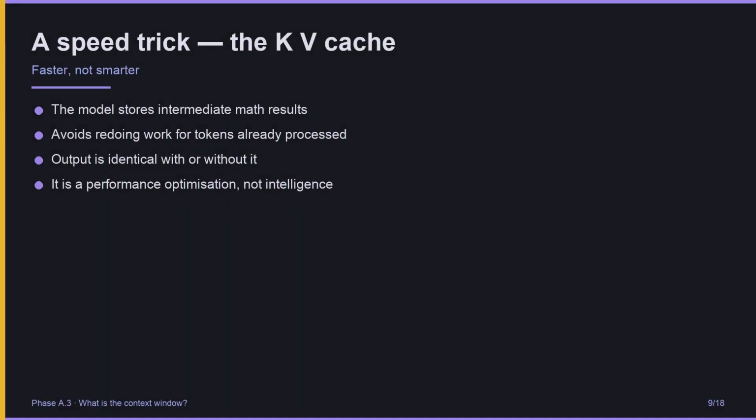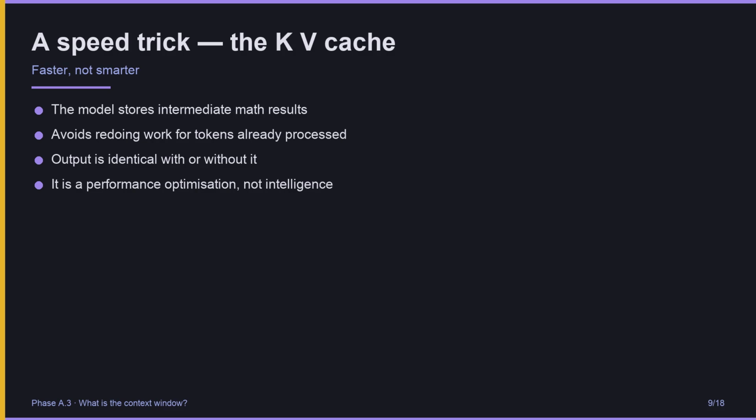Here is a piece of jargon you might see, the KV cache. It is a speed trick. When the model processes your tokens, it does heavy math. To avoid redoing that math for tokens it has already seen, it stores intermediate results in a cache. This makes generation faster. It does not make the model smarter, the output is identical with or without the cache. It is a performance optimization. Nothing more.